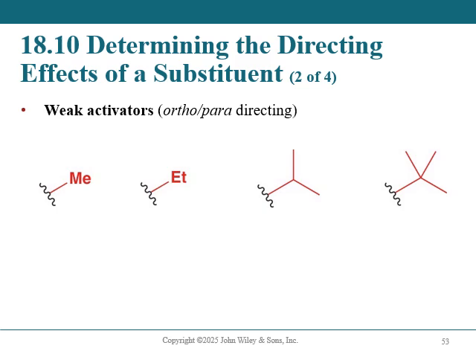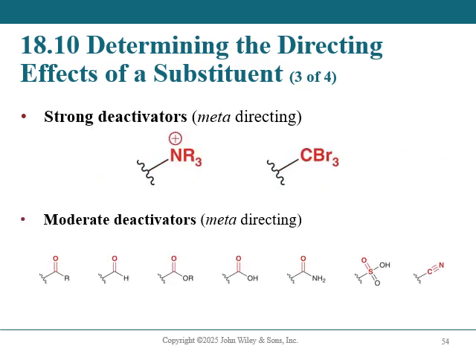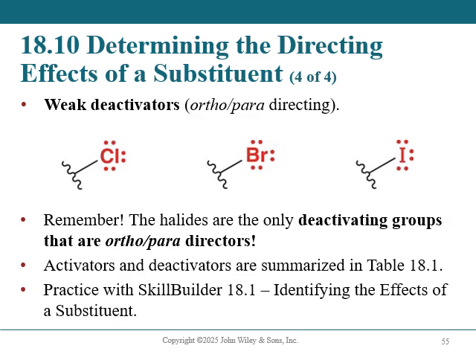Now let's take a look at the deactivators. We have very strong deactivators. These are groups, remember, that are electron withdrawing. They're going to be meta directors, except again, the halogens. They're deactivators, but they're actually a little bit on the weak side. They're ortho-para directing. Remember, the halides are the only deactivating groups that are ortho-para directors, as we've mentioned a number of times.